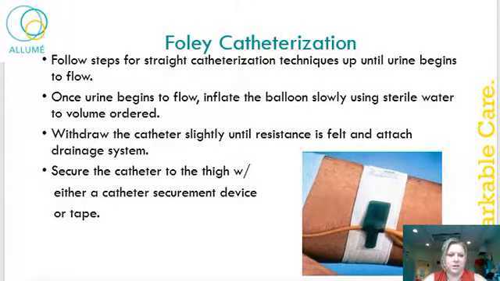For Foley catheterization, you're going to follow the same steps as for straight catheterization up until urine begins to flow. Once the urine begins to flow, inflate the balloon slowly using sterile water to the volume ordered. Withdraw the catheter slightly until resistance is felt and attach the drainage system. Secure the catheter to the thigh with either a catheter securement device or tape.